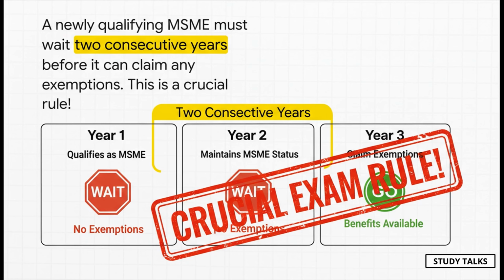An entity that qualifies as an MSME for the very first time cannot, I repeat, cannot claim these exemptions in that first year. It has to prove itself. It has to maintain that MSME status for 2 consecutive years. Only from the 3rd year onwards can it start enjoying all these benefits. Please, please, please burn this rule into your memory. It is an absolute favorite for ICAI.